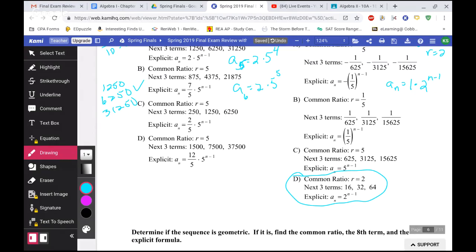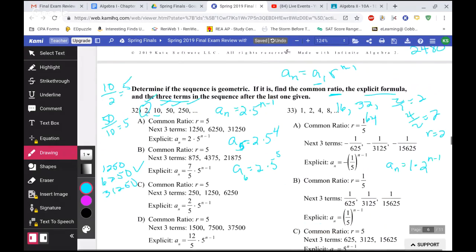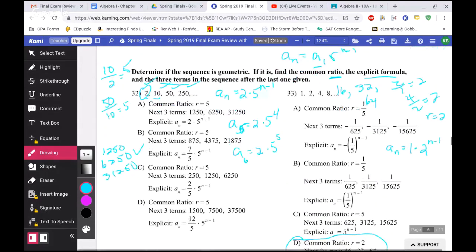So wait, what did you get for number 32? A? Yes. Okay.